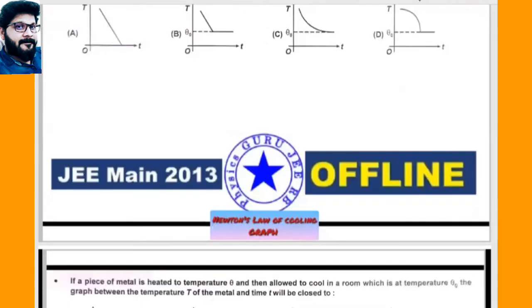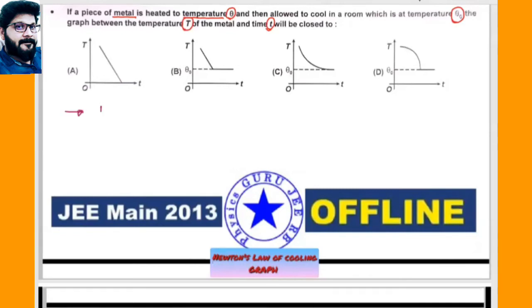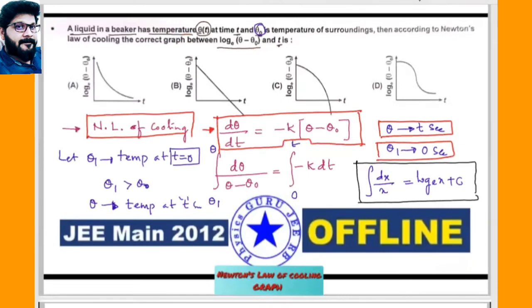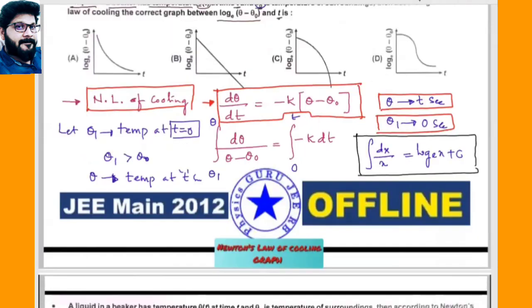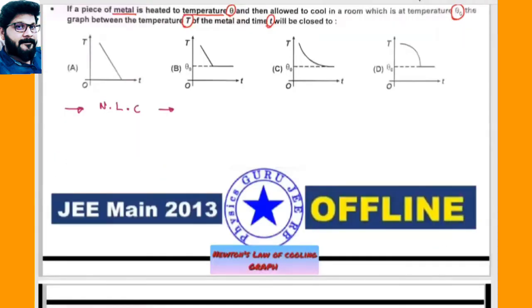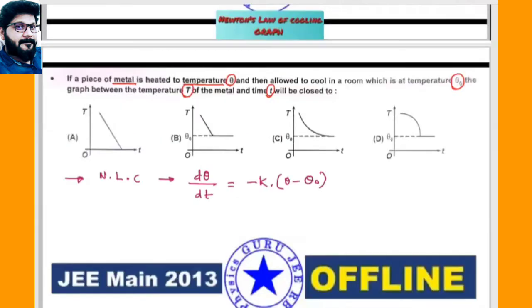Okay. Now just directly we can take Newton's law of cooling. By Newton's law of cooling, if I take the rate of cooling, we take the formula here. Newton's law of cooling: d theta by dt equals minus k into theta minus theta naught. Same thing I'll take here. Here k is a constant, and d theta by dt is nothing but the rate of cooling, as we discussed.